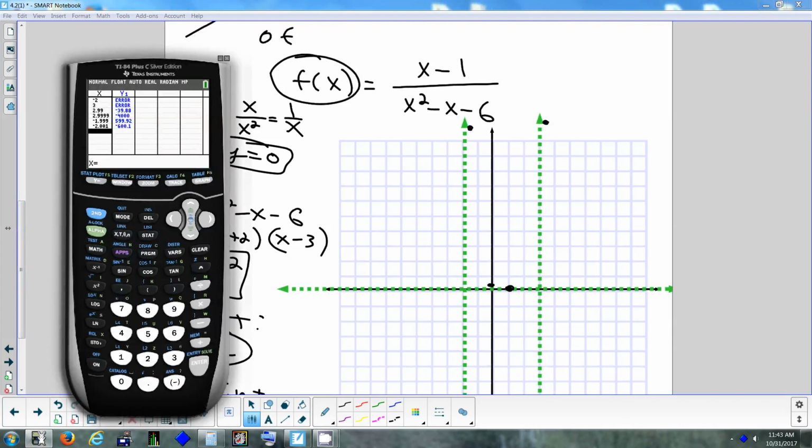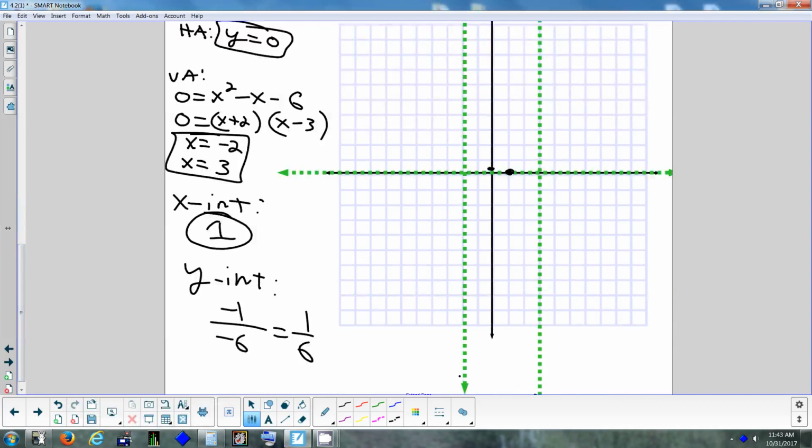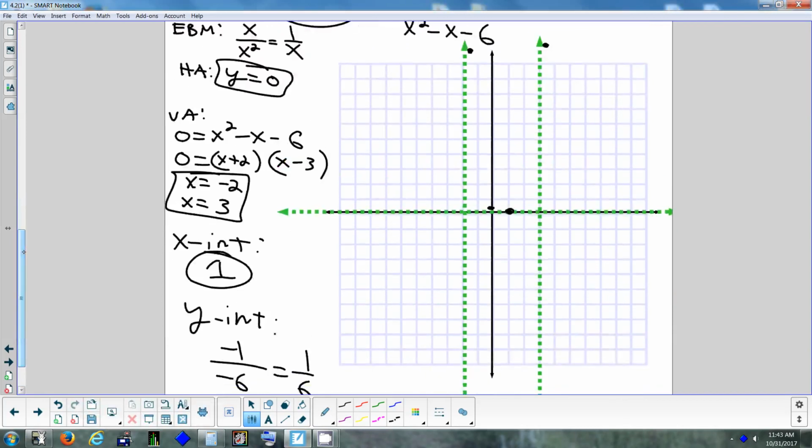Just after negative 2, to the left of it, you're way down. Usually what ends up happening is one side of the asymptote, you're way up high, the other side, way down low. Okay, you should always double check, but that's usually what happens.